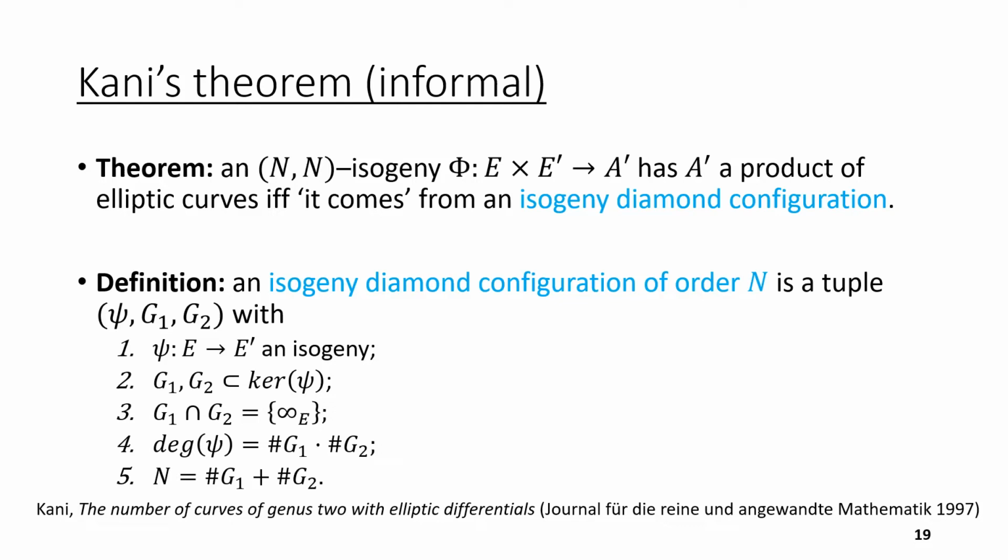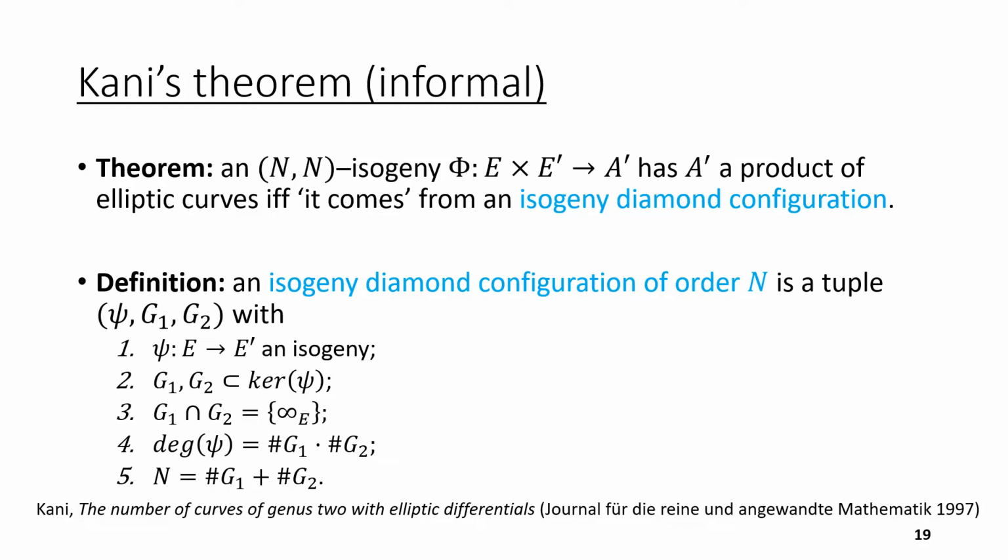What's an isogeny diamond configuration? That's a term I think he defined himself. I don't think it's anywhere else in the literature. So basically, you need three objects. You need an isogeny itself, and then two subgroups of the kernel of the isogeny, and they need to satisfy certain conditions. They need to intersect trivially, the orders of the subgroups need to multiply to the degree of the isogeny, and then the order of the isogeny diamond configuration is the sum of the orders of these subgroups. Okay, so this is a technical definition.